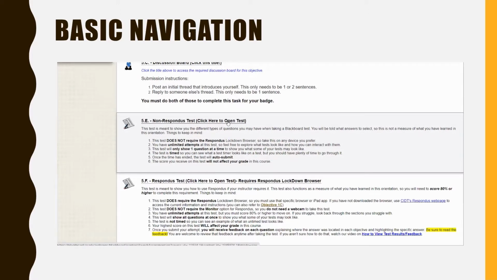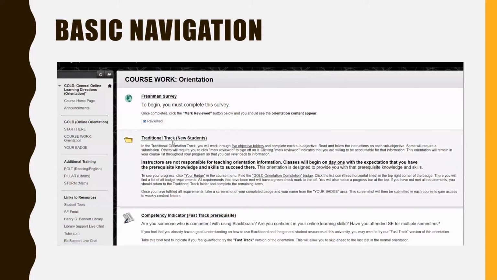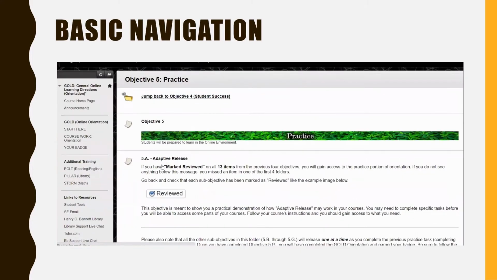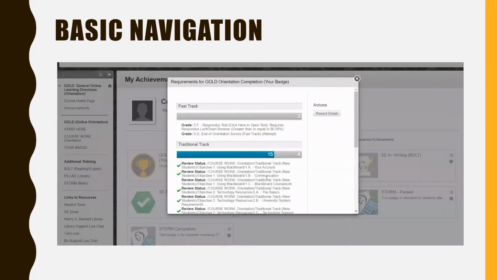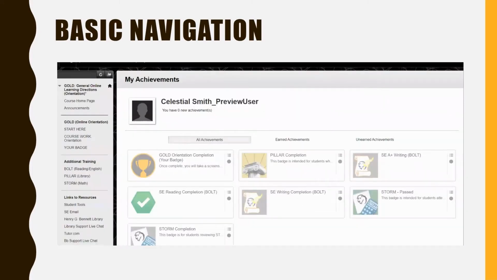Also keep in mind that Objective 5 may have you click out of the main orientation quite a bit, but you can get back to the objectives just by clicking back into the folder you were working on. If you want to review your progress through the orientation, check out the Your Badge area and see what requirements you have left. More information about this can be found in Start Here.